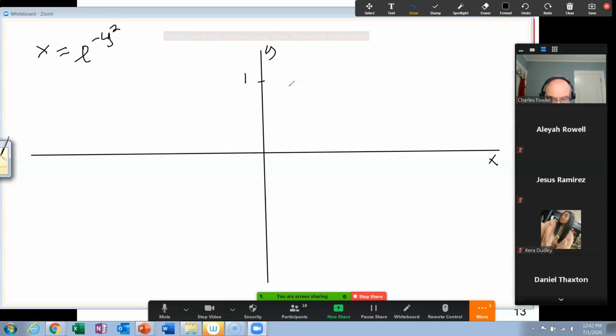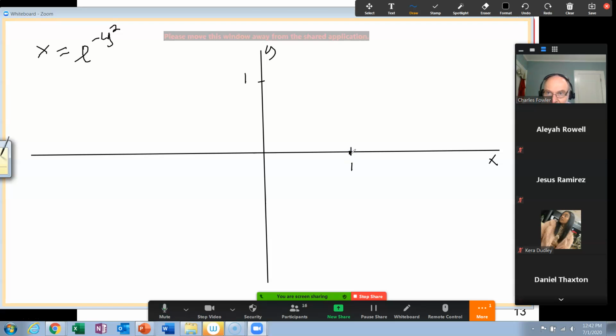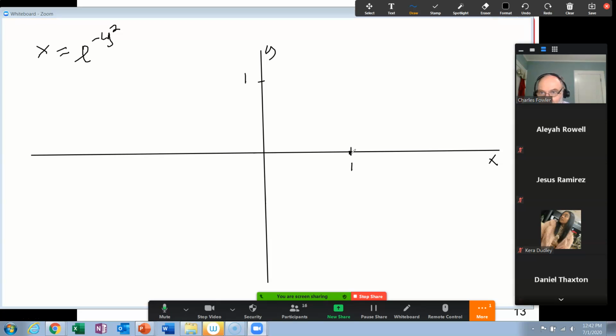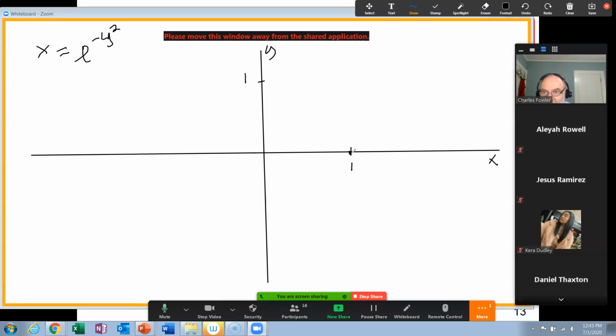It says find the volume of the solid formed by revolving the region bounded by the graph of this. Now we have to get the graph of that. Let's first start with y equal 0. Y is equal to 0, x is equal to 1. So there's the point x equals 1, 0. Let's move up to where y is equal to 1, and then you would have e to the minus 1.